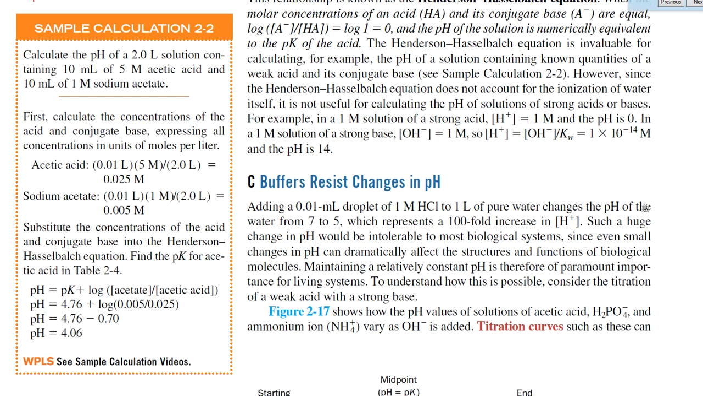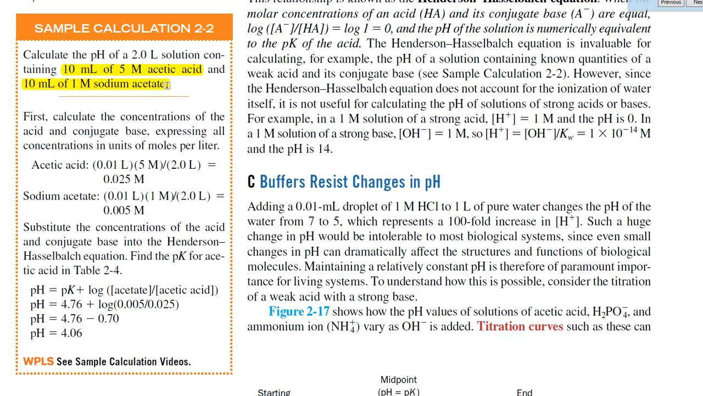Now another very simple calculation. Calculate the pH of a 2 liter solution containing 10 ml of 5 molar acetic acid and 10 ml of 1 molar sodium acetate. We have to calculate the pH of a 2 liter solution which has 10 ml of 5 molar acetic acid and 10 ml of 1 molar sodium acetate.